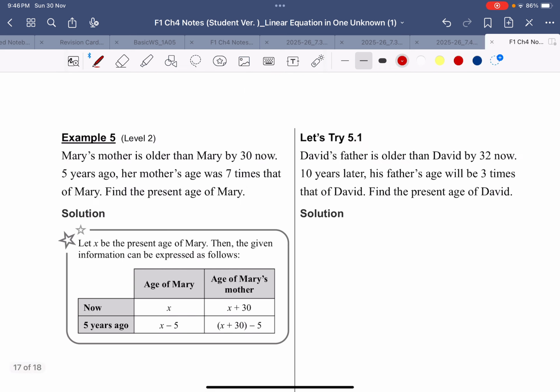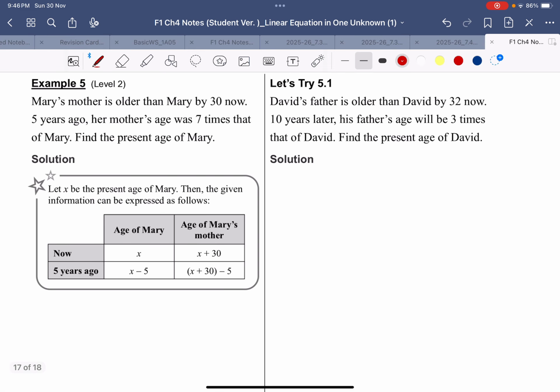Alright, next. So example 5 is more difficult, I think. This type of question is called an age problem. It always involves some situation like mother's age is 30, and then 5 years ago her daughter's age was 7 times, and so on and so forth. So it involves some timelines and relationships.